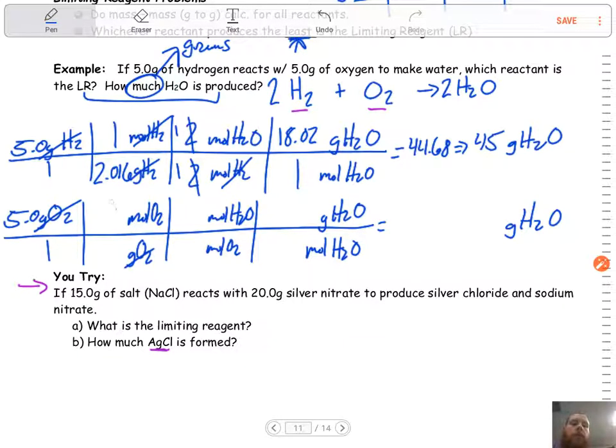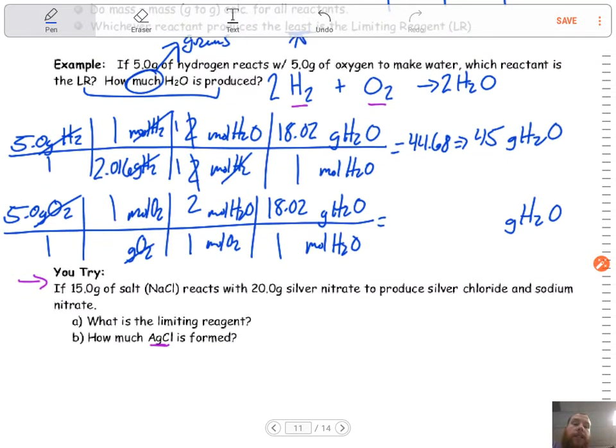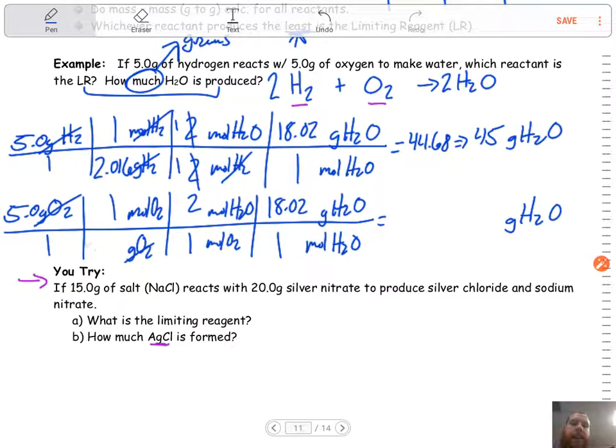Okay, so 1 mole of oxygen, 1 mole of H2O. We said that H2O's mass was 18.02. If we look for the mole ratio, I've got a 2 for water, I've got a 1 for oxygen, can't reduce this time. And then oxygen's mass is going to be 32 grams because, again, it's 2 times essentially 16.